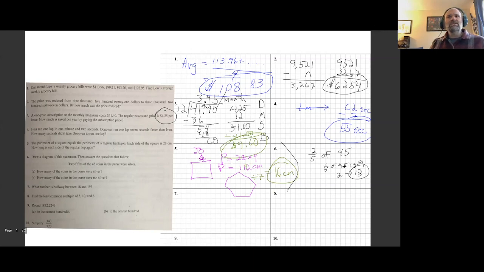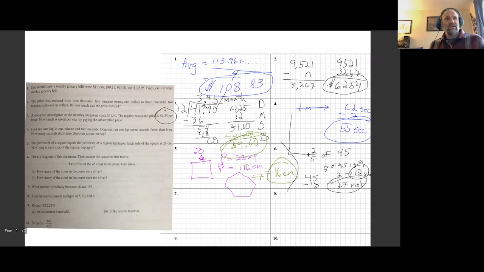So how many of the coins were not silver? Well, that's 45 minus 18. 45 minus 18 is 27, I think. Yeah, 27 were not. So 18 silver, then 27 not, okay? If you drew a diagram, you could do that like fifths, right?